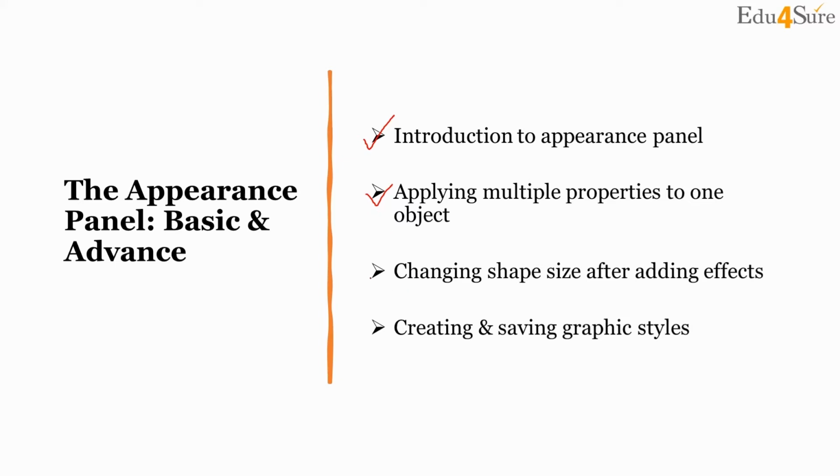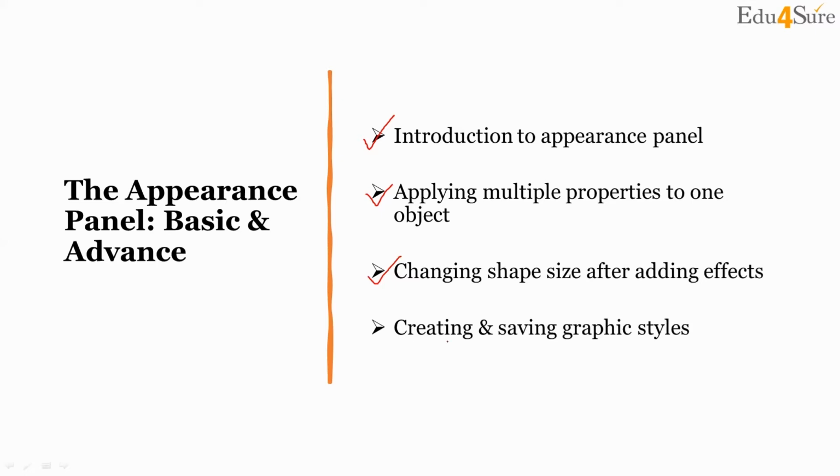Next would be changing shape size after adding effects. This is somewhat similar to the second point. Once we have added two or more effects using the appearance panel, we can again change the size of that particular object without having to disturb the other layers on which the effects have been added. If you change one single object's size, it is automatically going to apply that to the other layers as well.